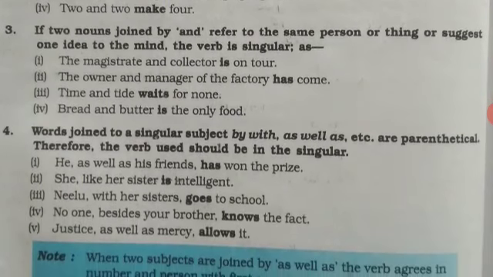Now rule number 4. Words joined to a singular subject by with, as well as, etc. are parenthetical. Therefore, the verb used should be in the singular. See here, he as well as his friends has won the prize. यहाँ जब as well as you use करेंगे तो before as well as you will find your subject, and according to that subject you will use here the verb. Right?